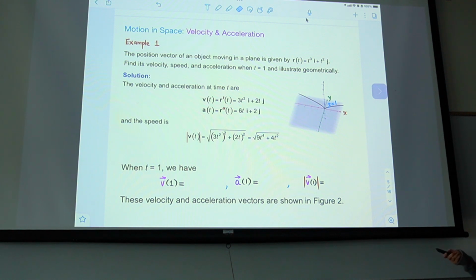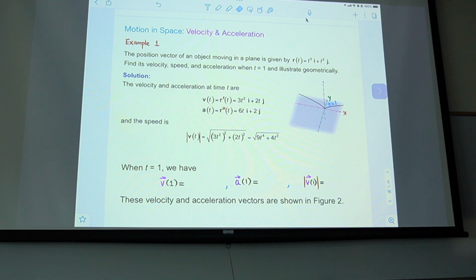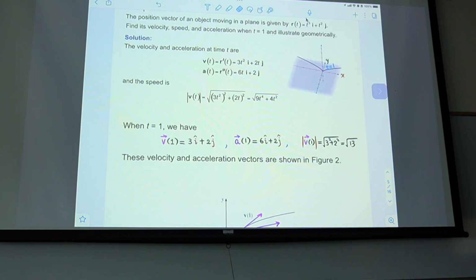So when t = 1, we try to figure out the velocity at time t = 1. So what's v(1)? How do we figure this out? Substitute 1 into the velocity function. How do you figure out a(1)? Putting 1 into the acceleration function. And for the speed, you just substitute 1 into the speed function. Okay, good.